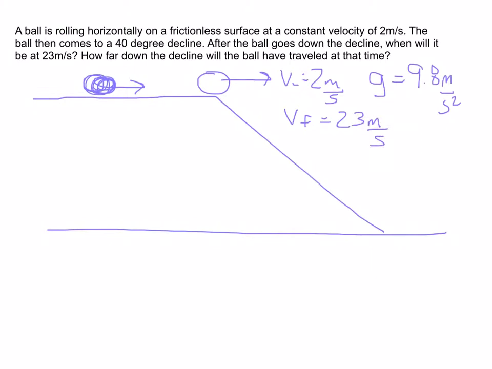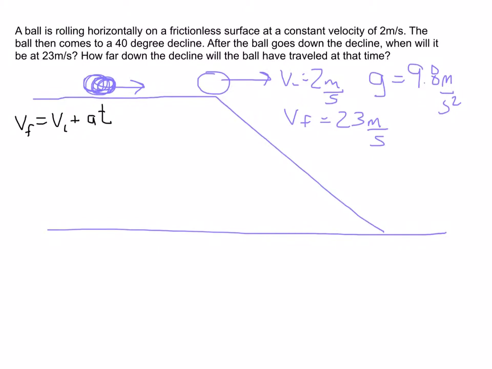So the formula that comes to mind is the final velocity, which we want to be 23 meters per second, is equal to the initial velocity plus the acceleration times the time. That's what we're looking for. So the part that we want to find right now is this acceleration. And that's probably the main point of this problem here.